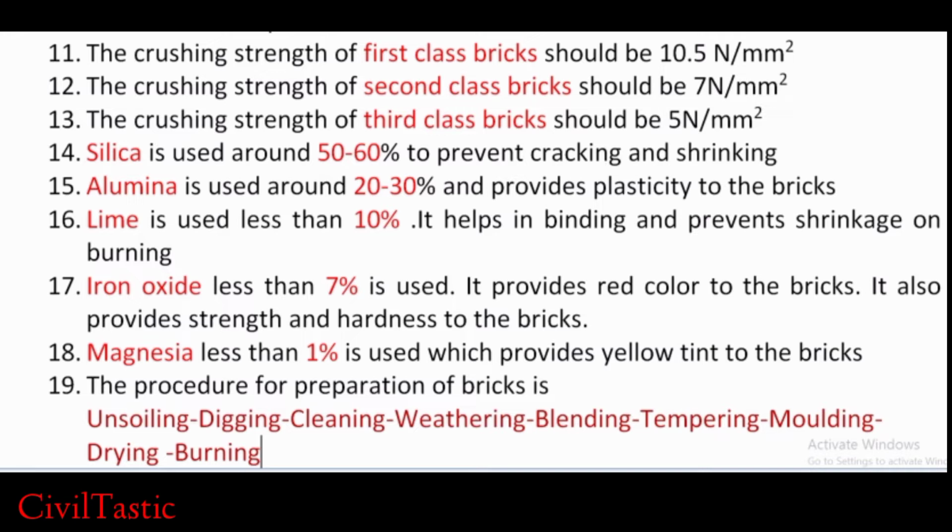Silica is used around 50 to 60% to prevent cracking and shrinking. Alumina is used around 20 to 30% and provides plasticity to the bricks. Lime is used less than 10%. It helps in binding and prevents shrinkage on burning.